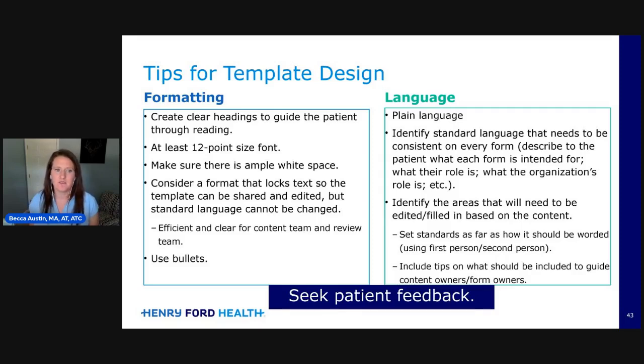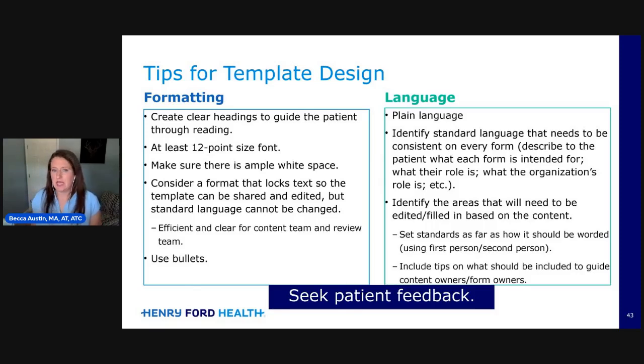And we found that really efficient and clear as we went through and reviewed the forms, and as we have people approving them, so that it's very clear what we need our teams to review and what is standard. And then using bullets, of course, and breaking up information so it's a little bit clearer rather than just text on text on text.